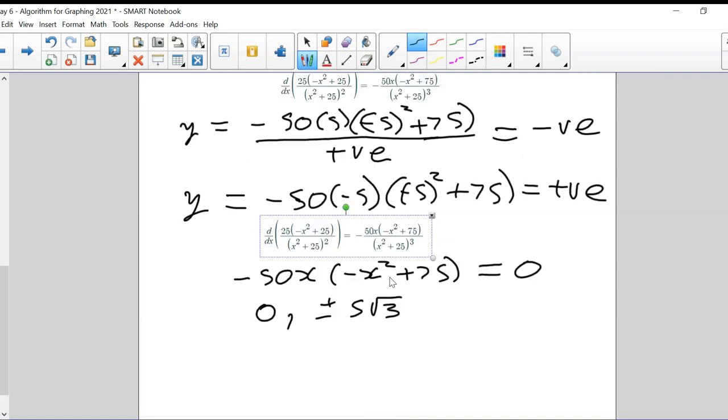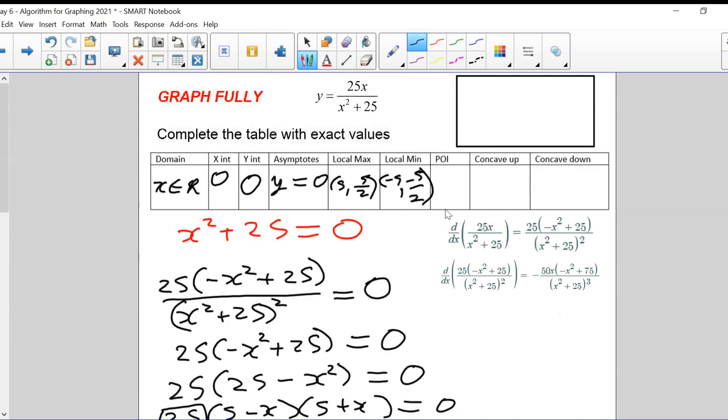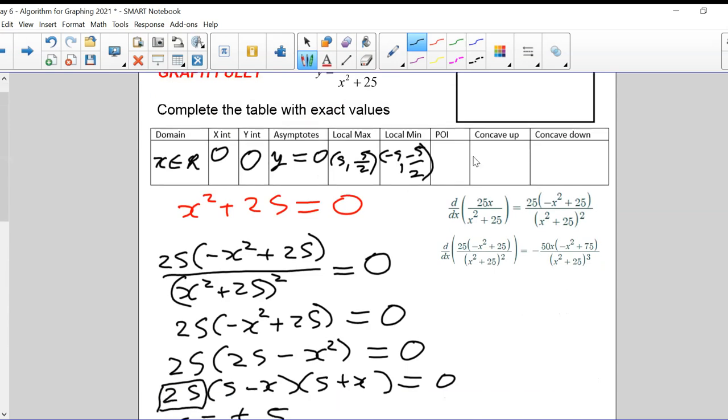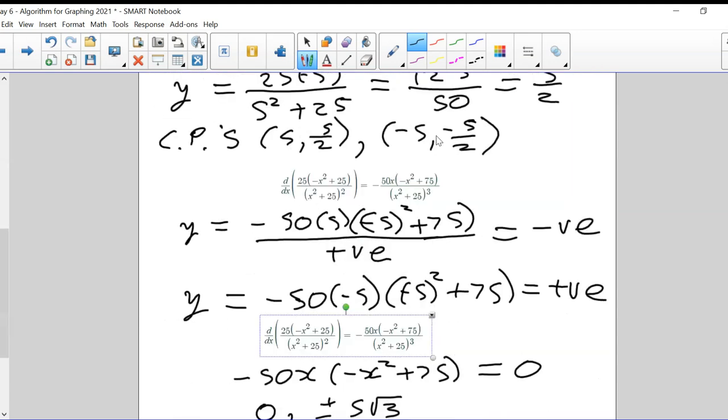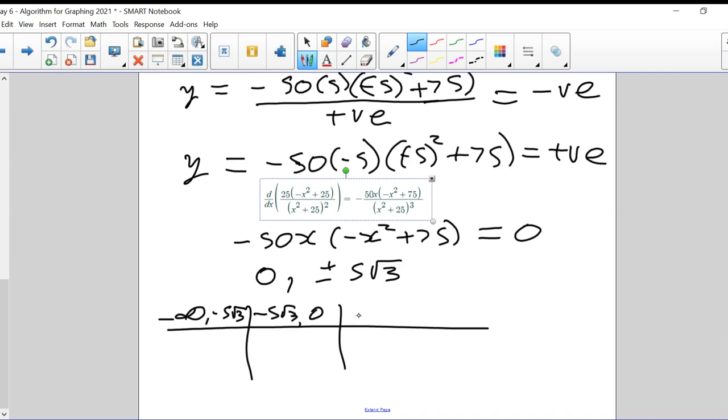And I don't want any decimals in this. The table specifically says, complete the table with exact values only. Exact values only. So quickly, we have 3 different values here. I'm going to go from minus infinity up to minus 5 root 3. Then from minus 5 root 3 up to 0.